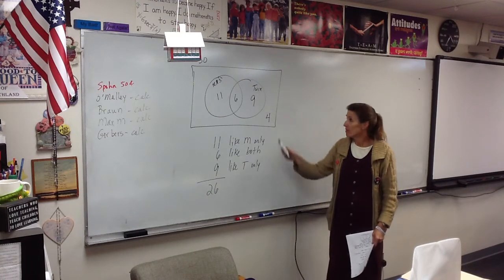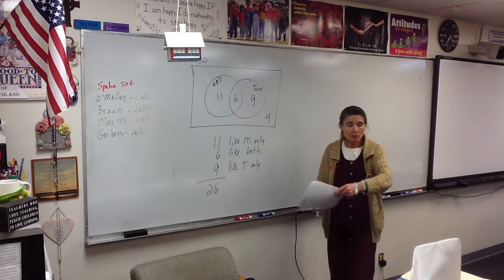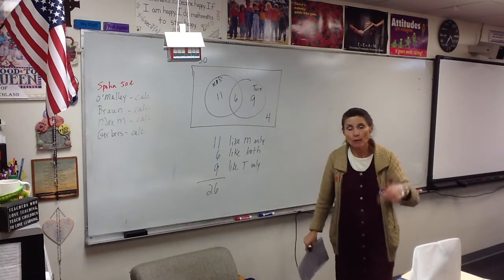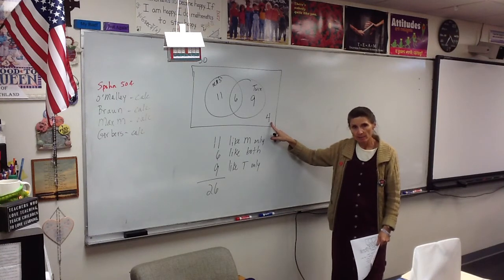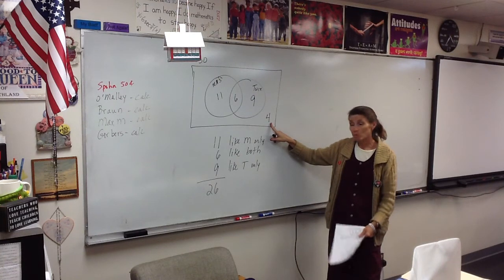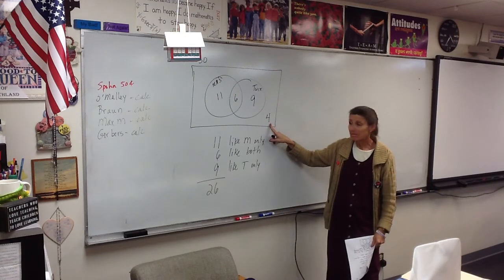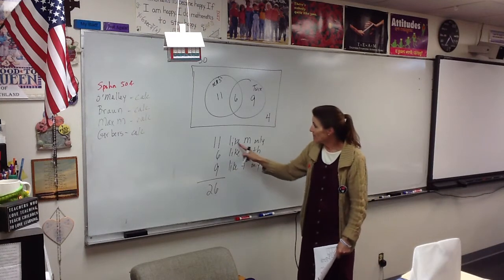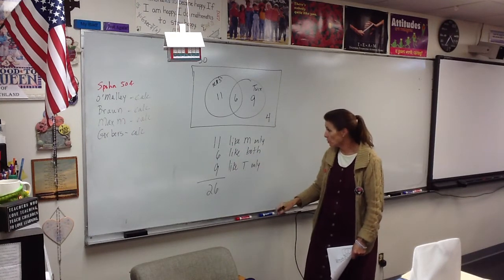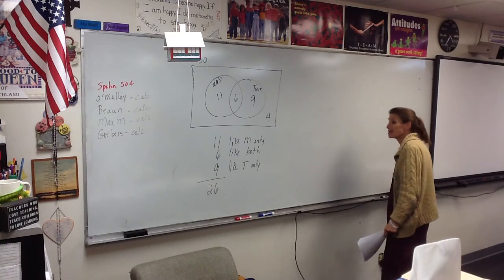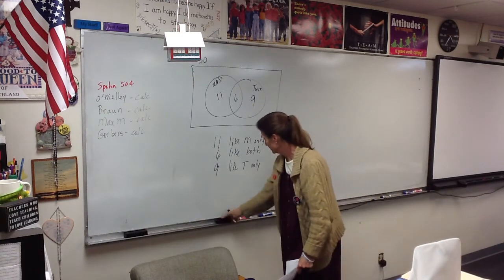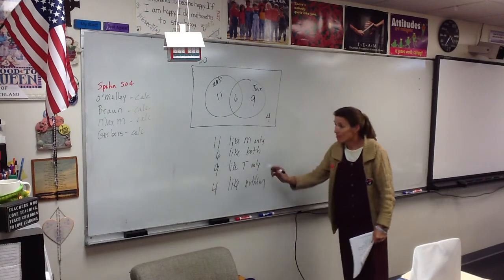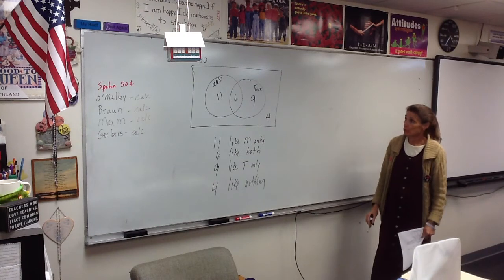They don't like any candy. When the teacher said to the class, do you like M&Ms? They did not raise their hand. When she said, do you like Twix? They did not raise their hand. I don't know what's wrong with them. I personally like candy. They don't. They don't like candy. So you've got 11 liking M&Ms, 6 liking both, 9 liking Twix, and 4 liking nothing. That represents your 30 kids.